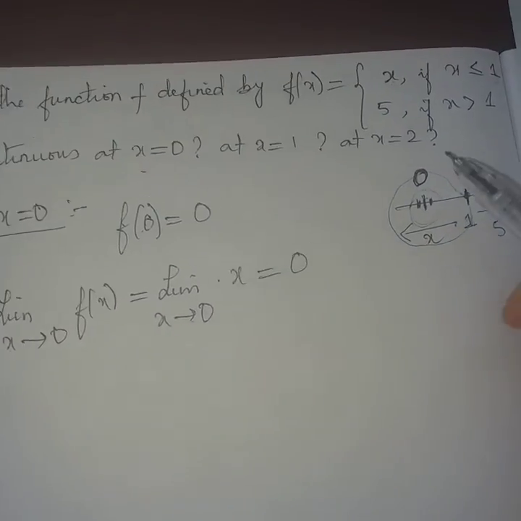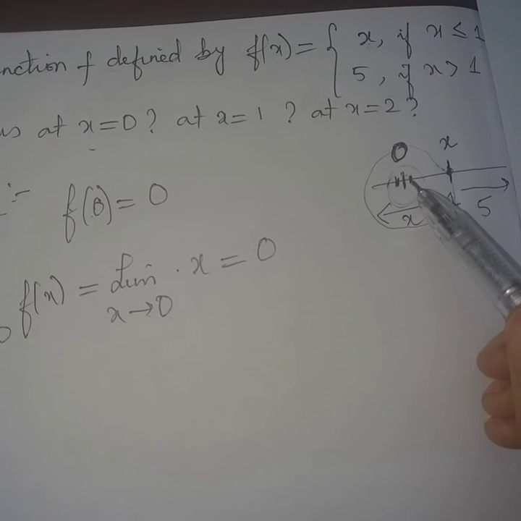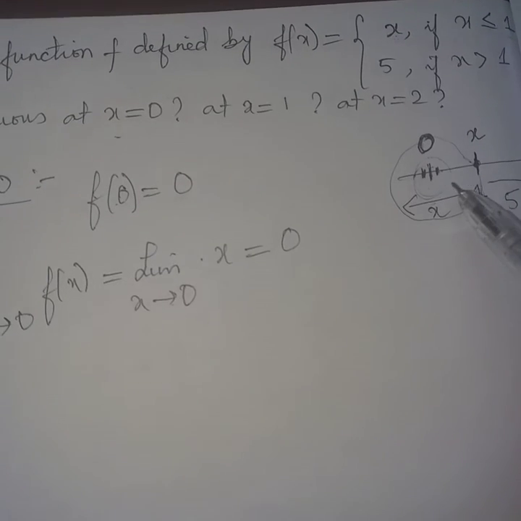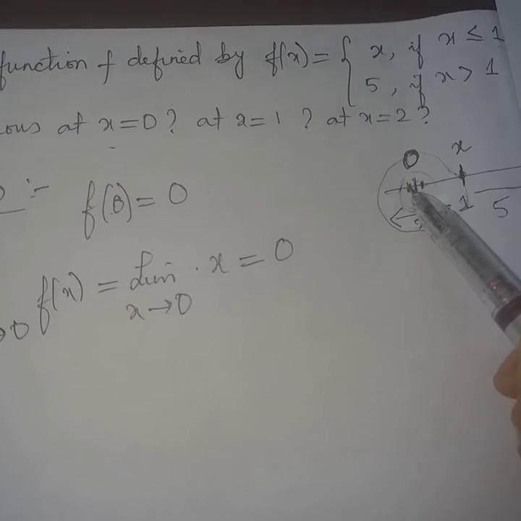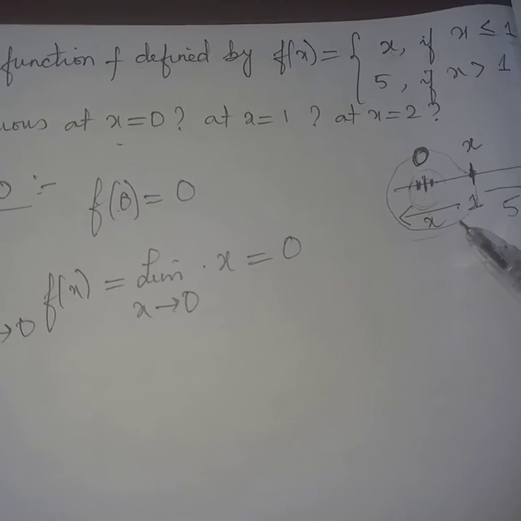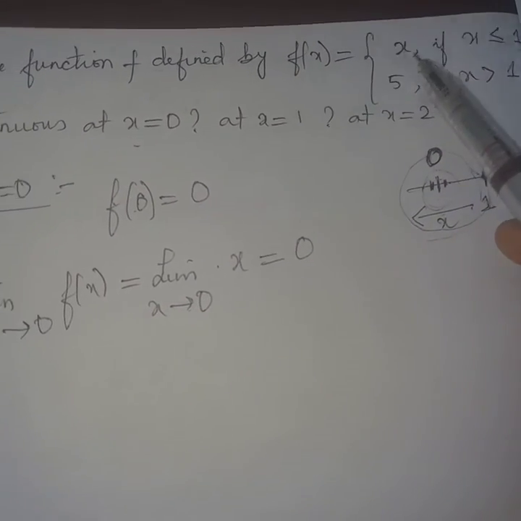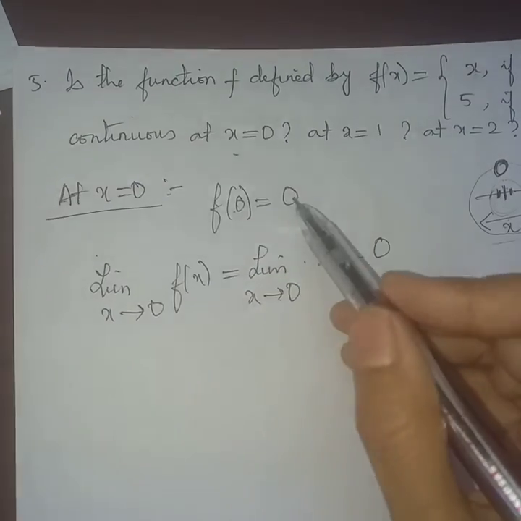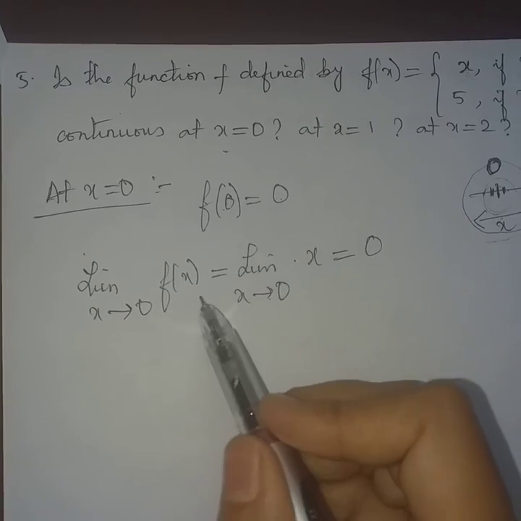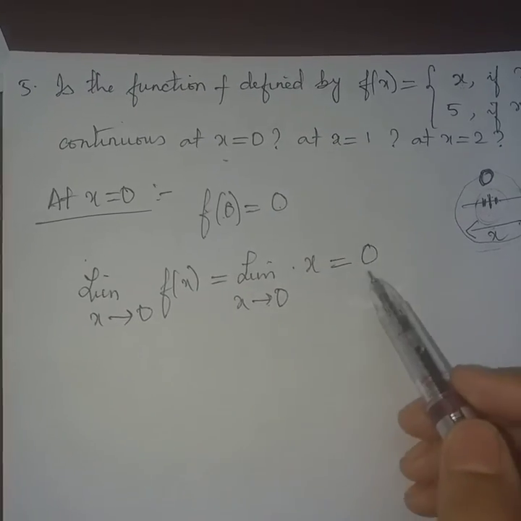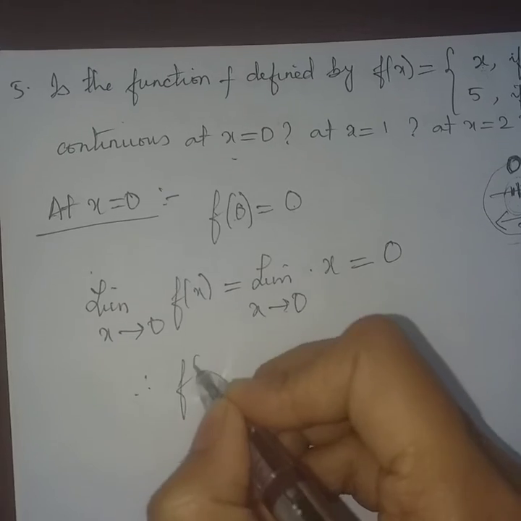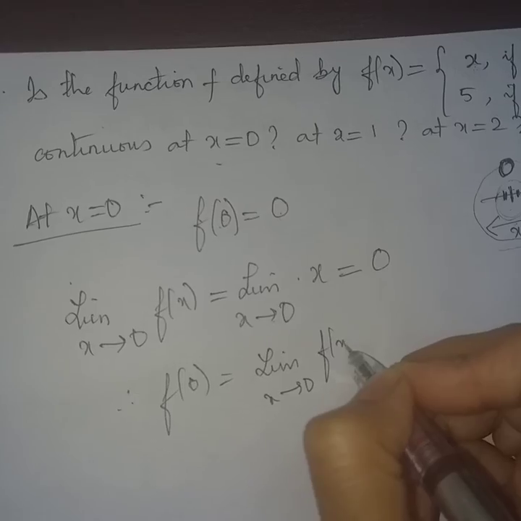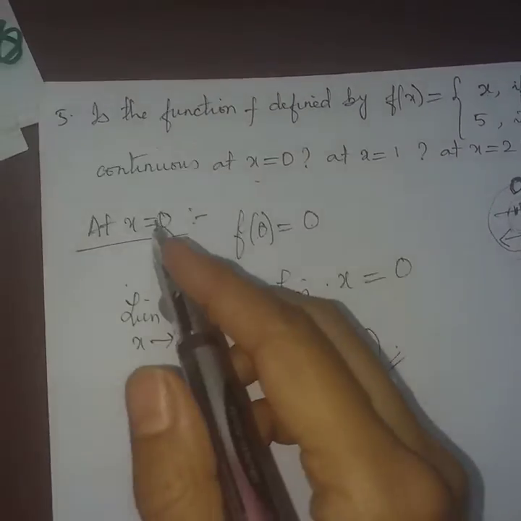Now the left hand limit and the right hand limit, the function will be the same, x only. Because if we take a point slightly less than 0 and slightly greater than 0, it falls under this function only. So it is enough to write it like this. So at 0 it is 0, and for the left hand limit and right hand limit, we combine it, we write it as 0. Therefore f of 0 is limit of x tends to 0 of f(x). So it is continuous at x equal to 0.